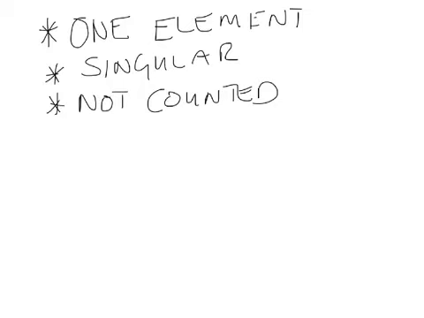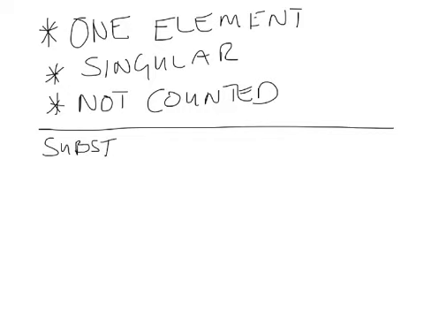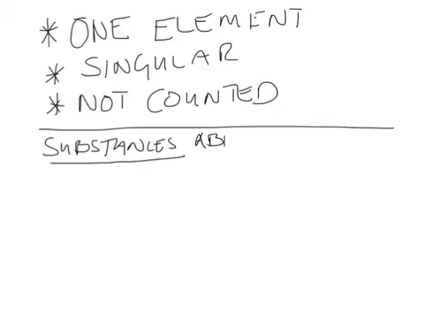Now, there are different types, and many times uncountable nouns differ from language to language, but I usually use three categories. One is substances, and the other is abstract nouns, and then the last one would be collective nouns.